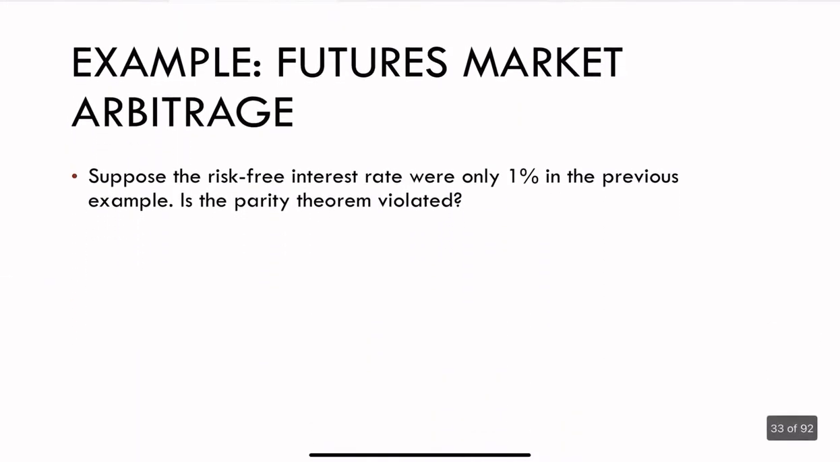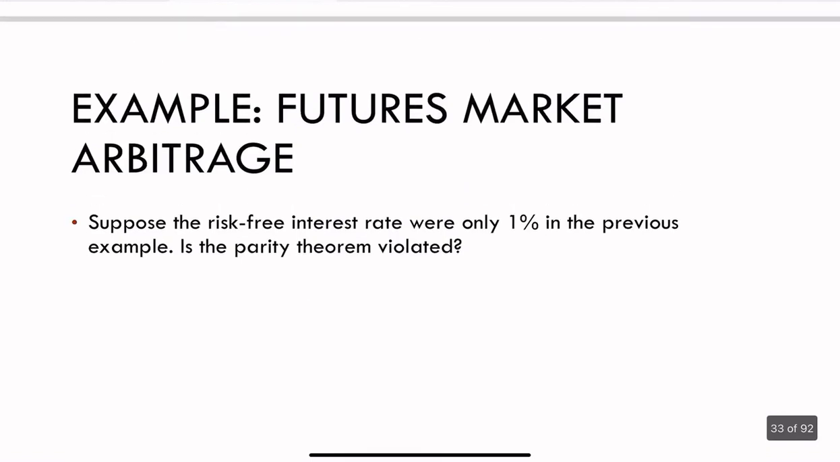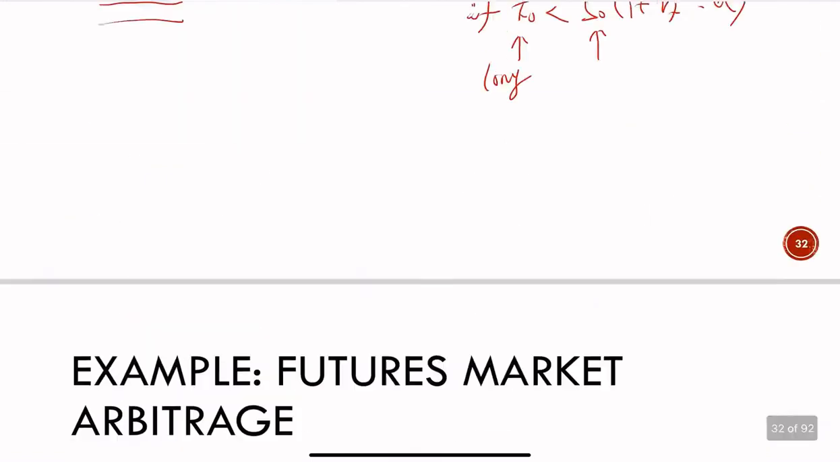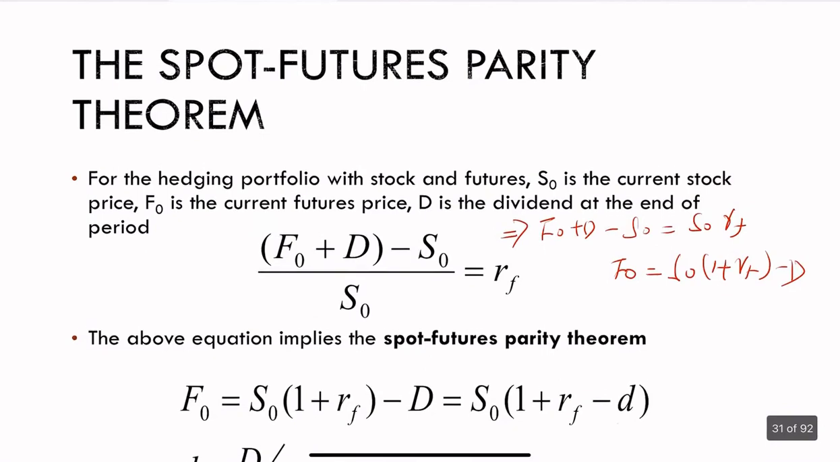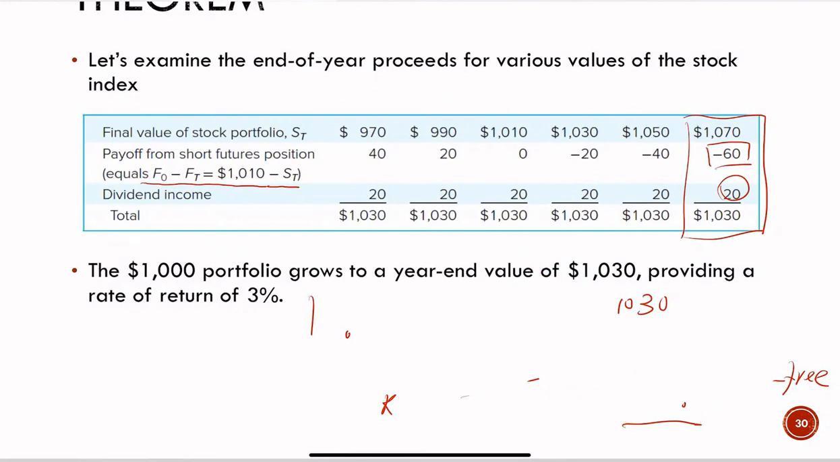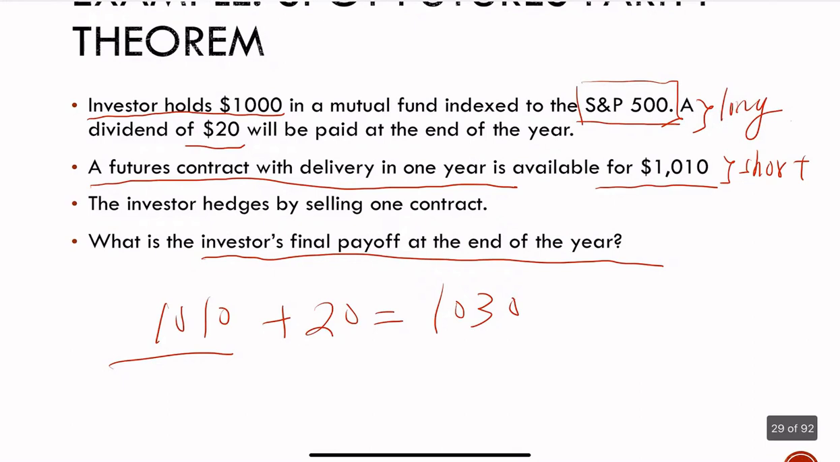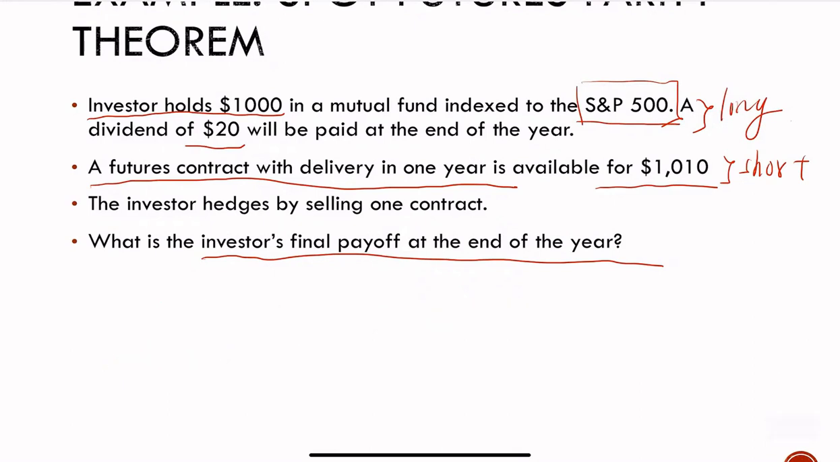So let's see this example here. Now let's say we suppose the risk-free rate were only 1% in the previous example. Is parity theorem violated? So let's see the previous example. Okay, so what kind of numbers do we have here? Okay, now you can see that we have these numbers. So we have the contract price and the equity price and the dividend, right?